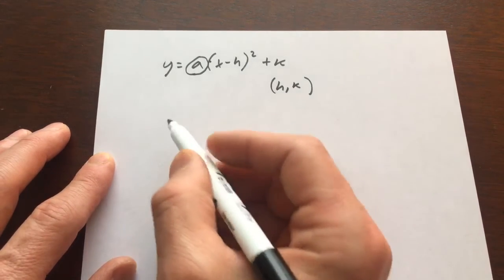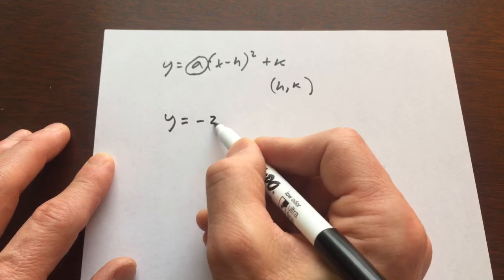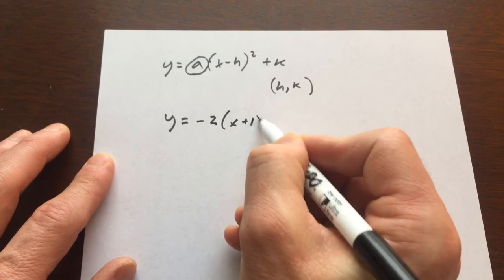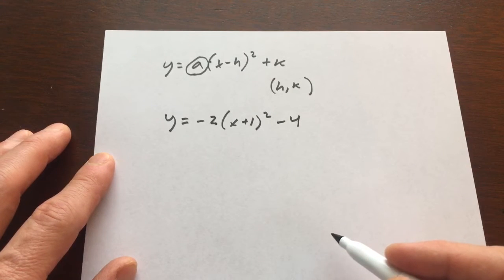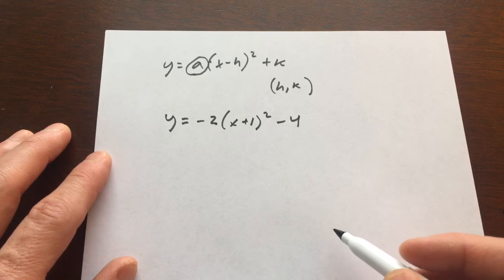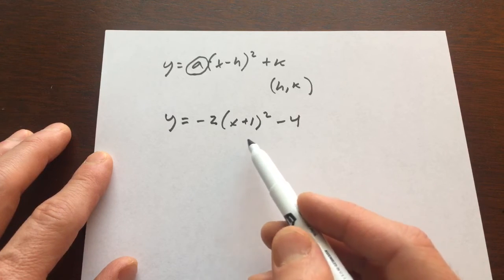So a simple example would be something like this. Say we wanted to graph y equals negative 2 times x plus 1 squared minus 4. Okay, so can anybody tell me the coordinates of the vertex? Okay, so what do you think? So where is the vertex of this parabola?